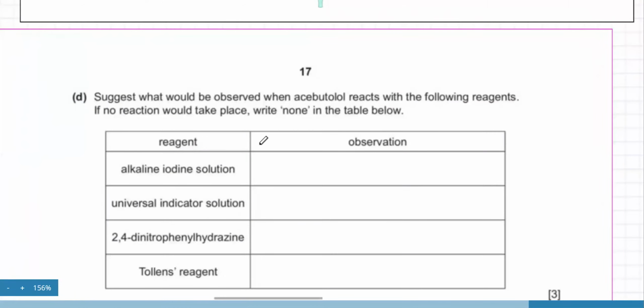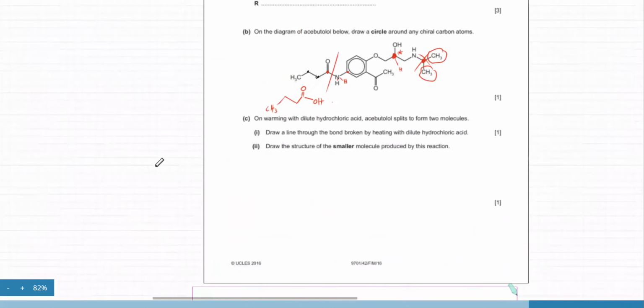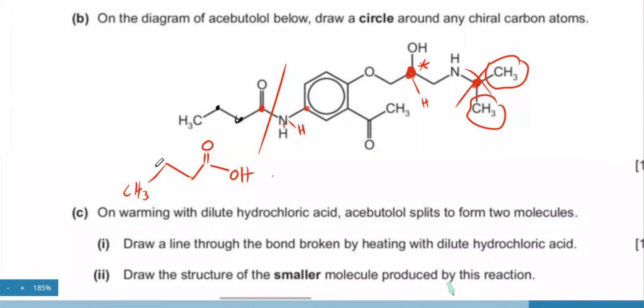Next part is suggest what would be observed when this molecule reacts with the following reagents. This is the iodoform test. Does anyone remember the iodoform test? Yellow precipitate. Yes, it's going to give you a yellow precipitate, but only when you have a methyl ketone in the molecule, or a methyl and the OH alcohol. So we need to have a look whether this structure is present or not. I think it's not present. It is present, this over here, a methyl with a ketone.